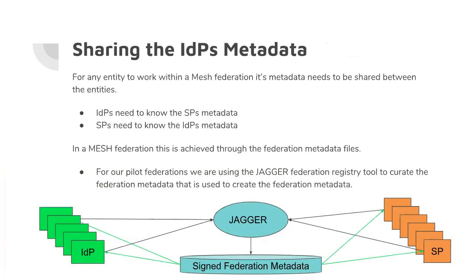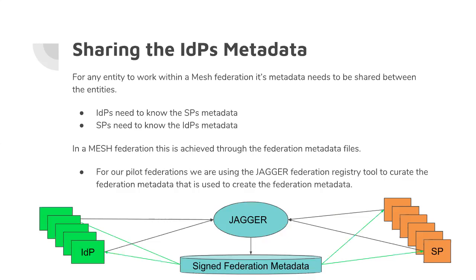Now, in a mesh federation, this is achieved through the federation metadata files, generally just one big file which captures all of the federation entities. But with Jagga, there are several different versions of the metadata files, some specific to identity providers, which just holds all the service providers. And similarly, the specific service provider metadata, which just holds all the information about the IDPs.